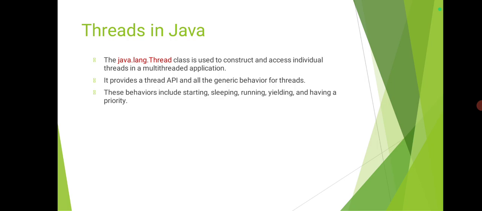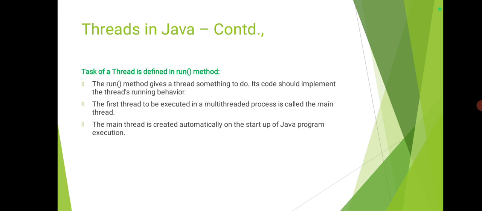Threads in Java. First of all, if we want to access a thread, we need to use the class Thread. It comes under the java.lang package. It is used to construct and access individual threads in multi-threaded applications. It provides a thread API and all generic behavior for threads. These behaviors include starting, sleeping, running, ending, and having a priority. So the behavior is that it has some priority and its states: waiting state, sleeping state, and terminating. These kinds of states all come under behaviors.